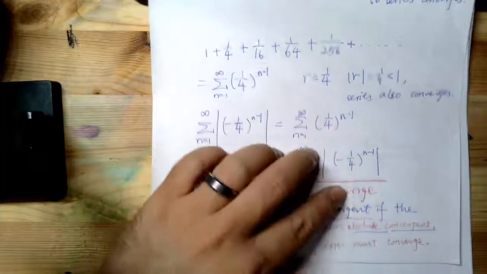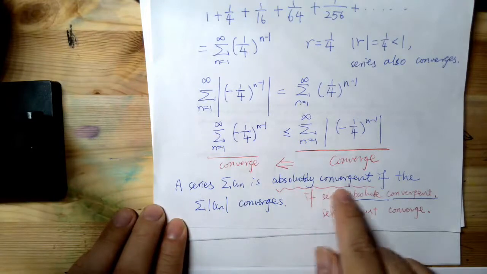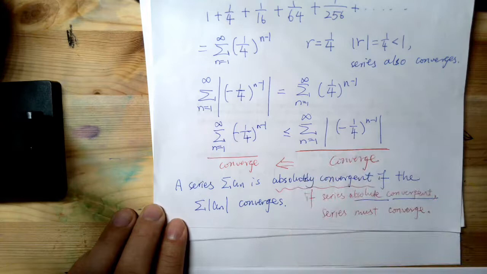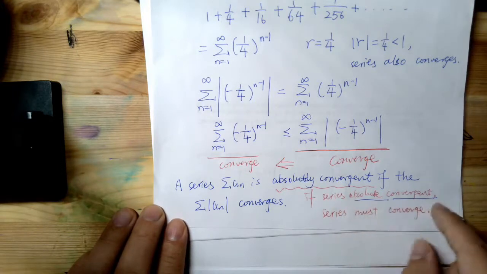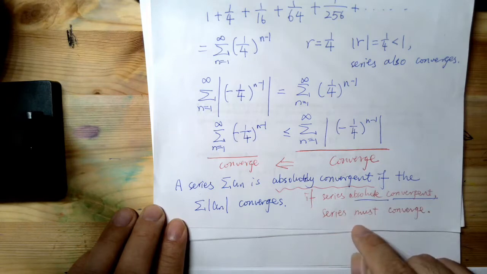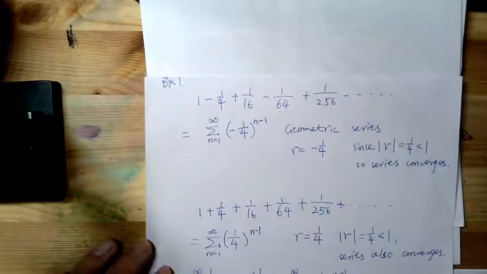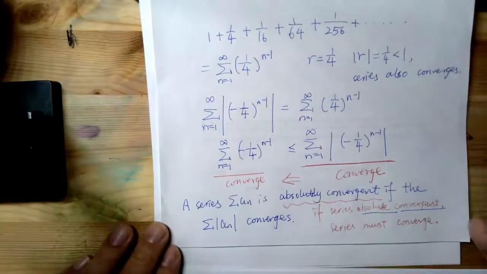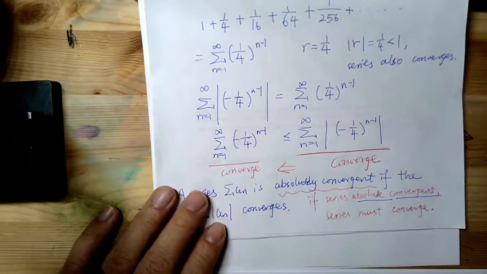So the concept is: the series a_n is absolutely convergent if the absolute series converges. That's what I just said. And the absolute convergence theorem says that if a series is absolutely convergent, the series must converge. Okay, so from this short example, I introduced the concept of absolute convergence. Okay, and hope you enjoy this video, and thank you for watching.